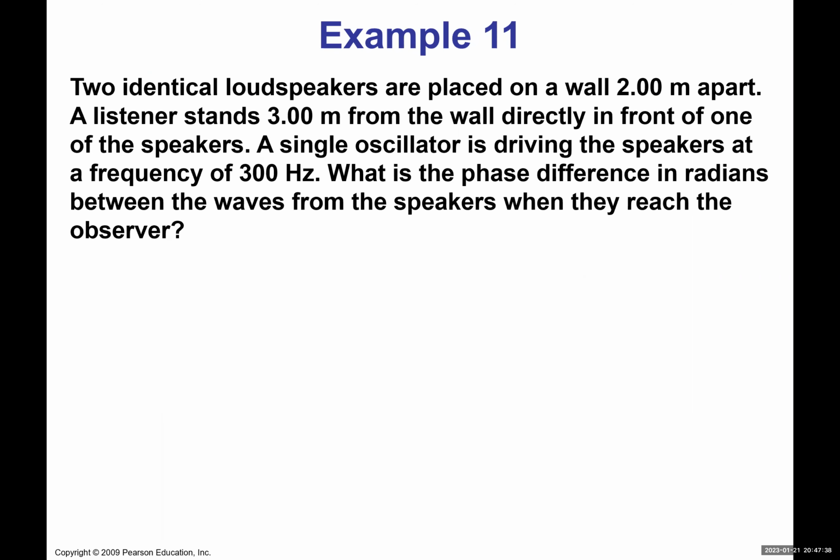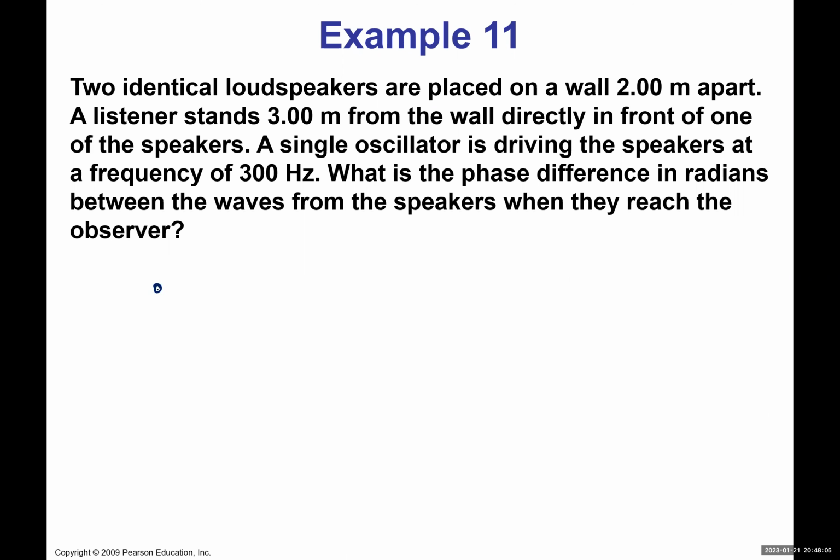All right, so one more example. You have two identical loudspeakers placed on a wall 2 meters apart, kind of similar to what we had. A listener stands 3 meters from the wall directly in front of one of the speakers. A single oscillator is driving the speakers at a frequency of 300 hertz. What is the phase difference in radians between the waves from the speakers when they reach the observer?